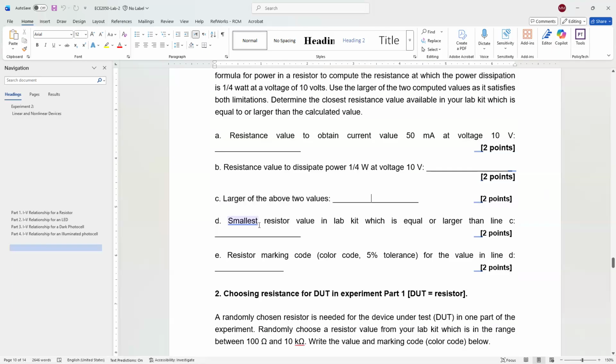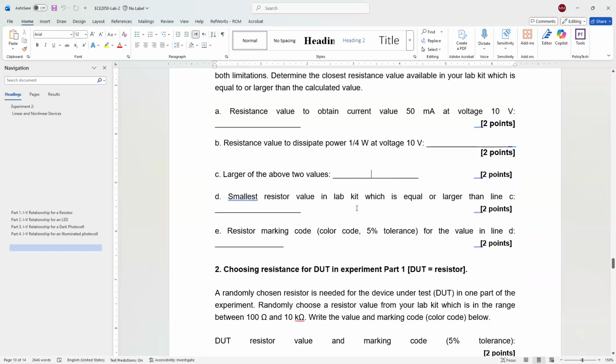And then the next task, after you know the largest one, you have to search in your kit. Okay, I have posted all the values of resistors you have in your kit. So you have to find in your kit a value that is equal or even larger, the closest one to the value you have here. Okay, because I may have some value for a resistance and may not find exactly the same value in my kit. It doesn't need to be exactly the same value, but again, try to find the closest value, either equal or larger than this one. Okay.